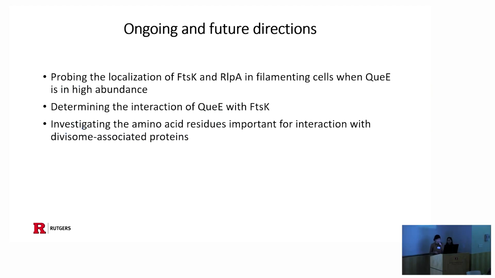So we are presently localizing the FtsK and RlpA protein in filamenting cells when QE is upregulated. We are also looking at the interaction between QE and FtsK, and we'll be investigating the amino acid residues in QE that are important for its interaction with divisome associated proteins.